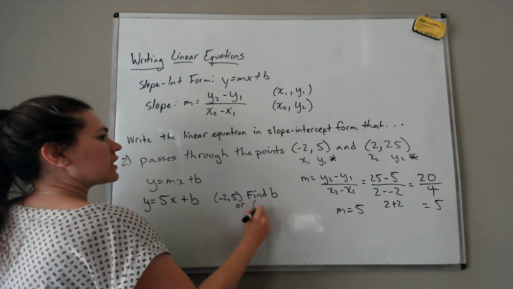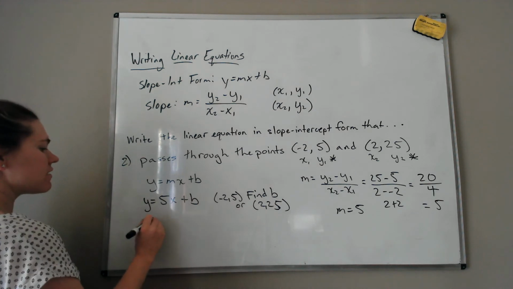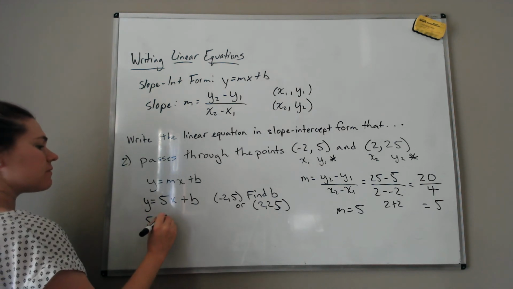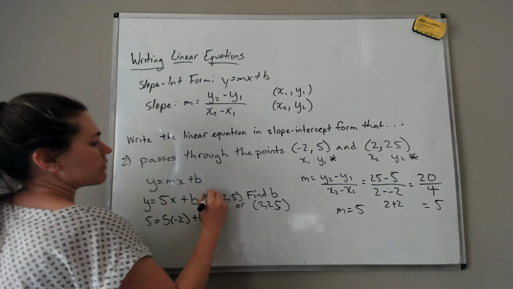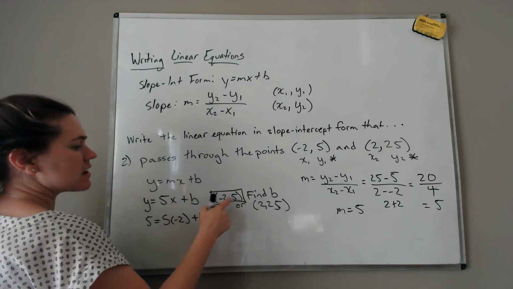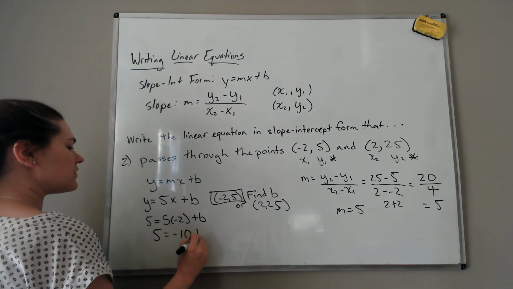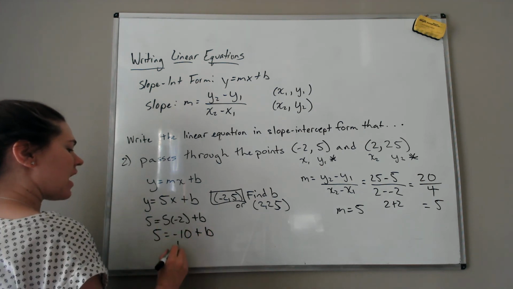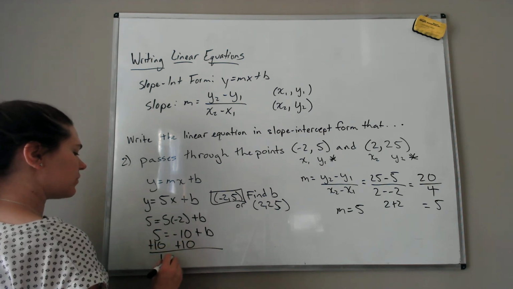Or you can plug in (2, 25). It does not matter. Okay, so 5 equals 5 times -2 plus b. Just make sure you plug the entire point in. This has to be x, this has to be y. So that's going to be 5 equals -10 plus b. Add 10 to both sides, and you get 15 equals b.